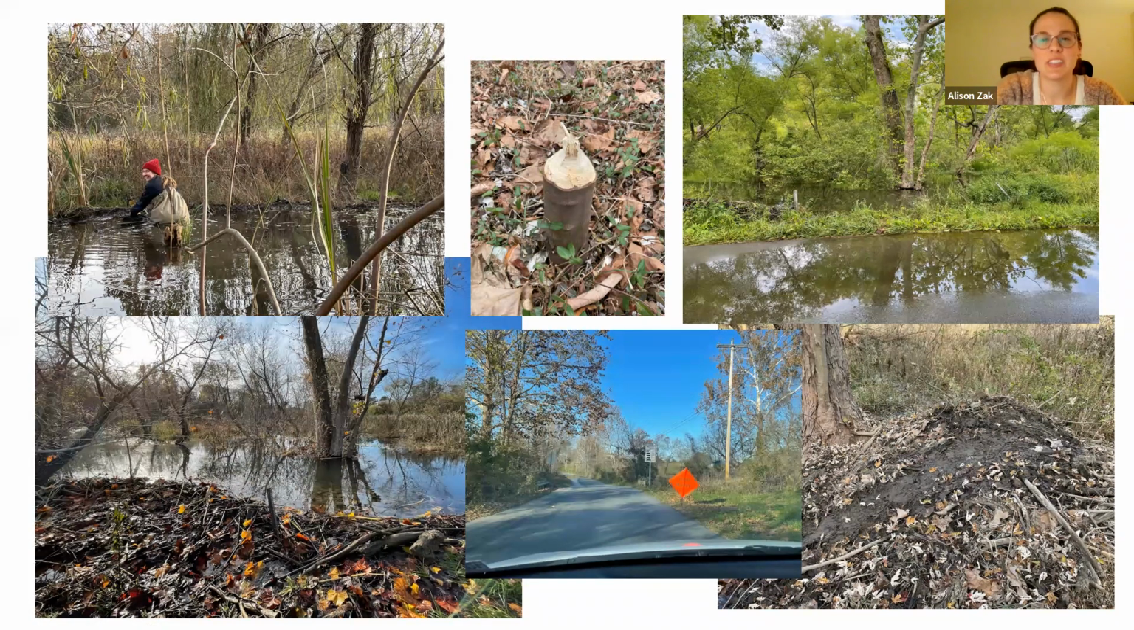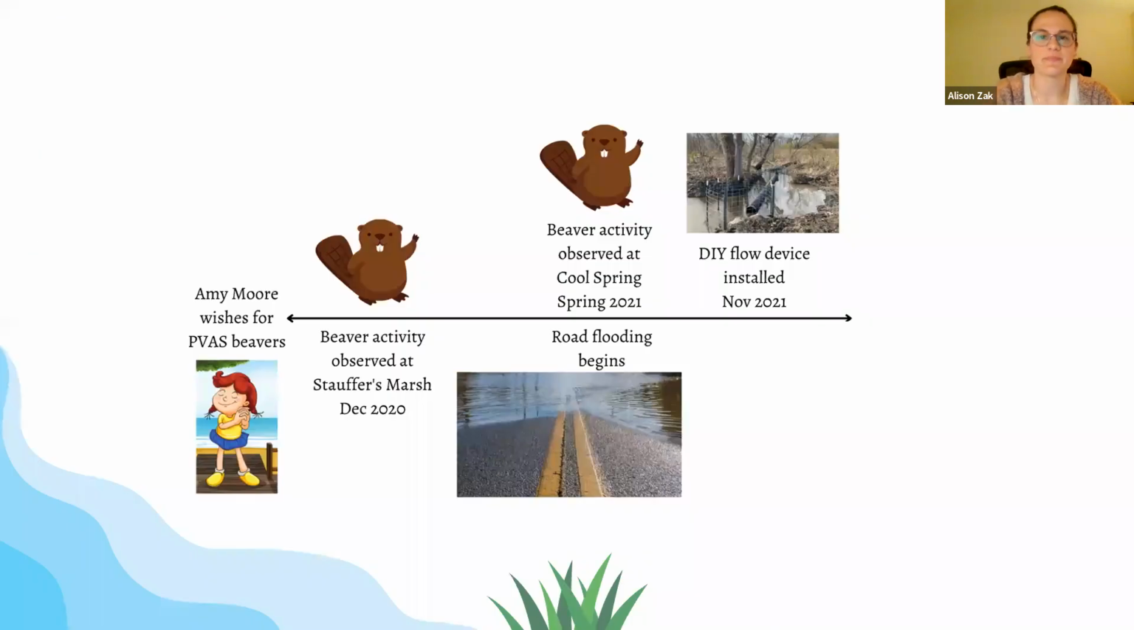And I was suspicious of that the whole time, just because of the extent of the activity that was happening at Cool Spring. So in November 2021, in order to address the flooding on the road, Casey and some helpers installed a DIY flow device. And I'm going to talk way more about what those are.